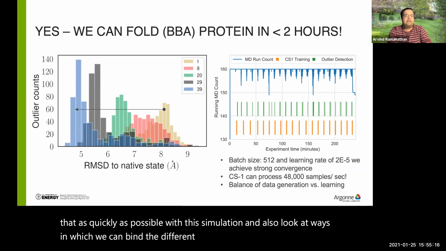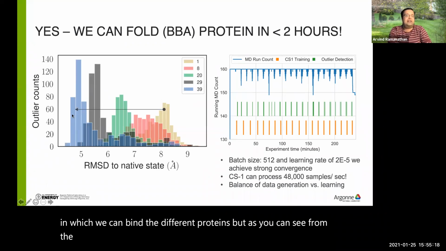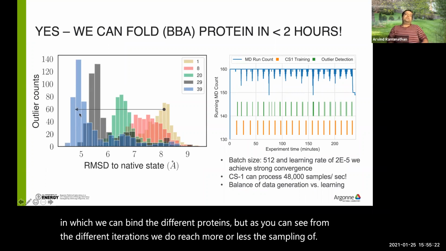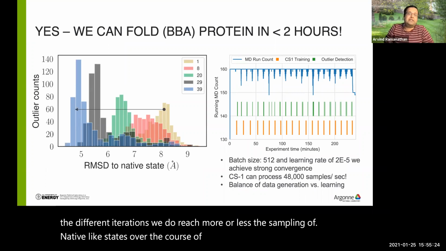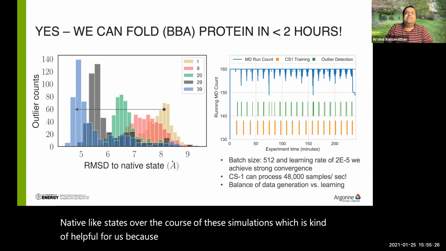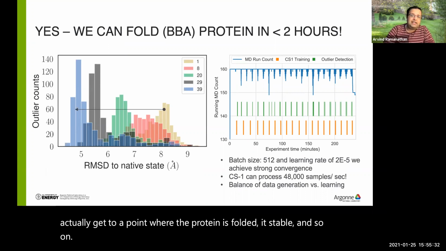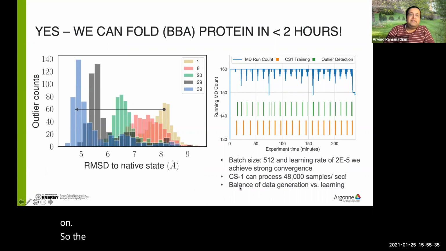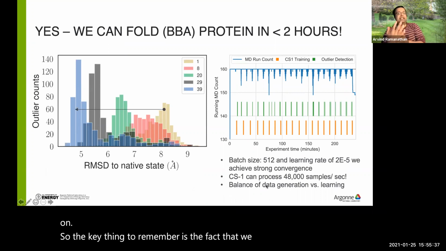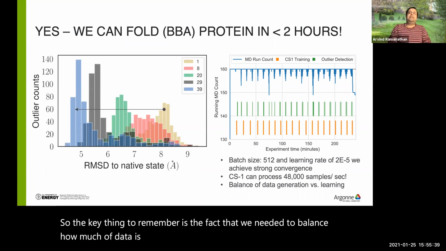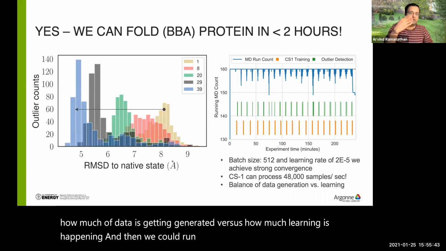But as you can see from the different iterations, we do reach more or less the sampling of native-like states over the course of these simulations, which was helpful for us because it helped us show that we can get to a point where the protein is folded, it's stable, and so on. So the key thing to remember is that we needed to balance how much data is getting generated versus how much learning is happening, and then we could run that entirely in a seamless workflow that others could use.